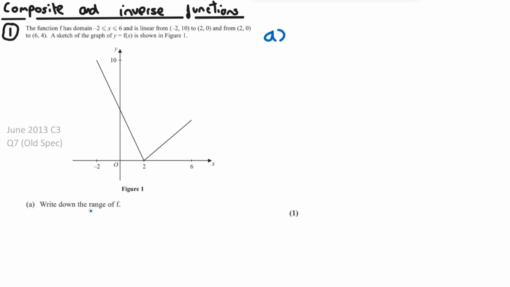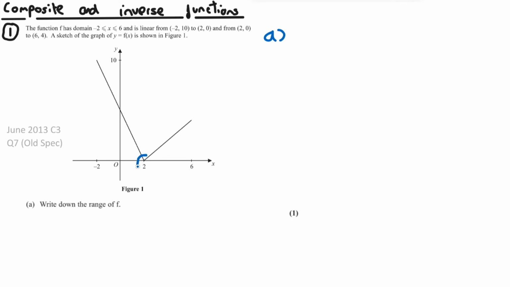So for part A, we need to write down the range of f, and we're told that f has the domain -2 to 6. So these points here, -2 to 6, this is the whole graph. It doesn't go on further or anything like that. This is it. And therefore from this, it's really easy to find the range.